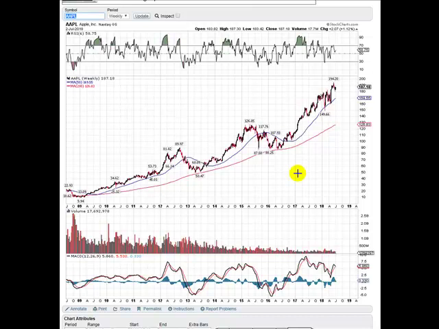I don't make anything from them. I don't get any advertising money from them or anything like that. It's just I've played around with a lot of charting packages through the years, and those are the ones I've grown comfortable with. They're very popular.